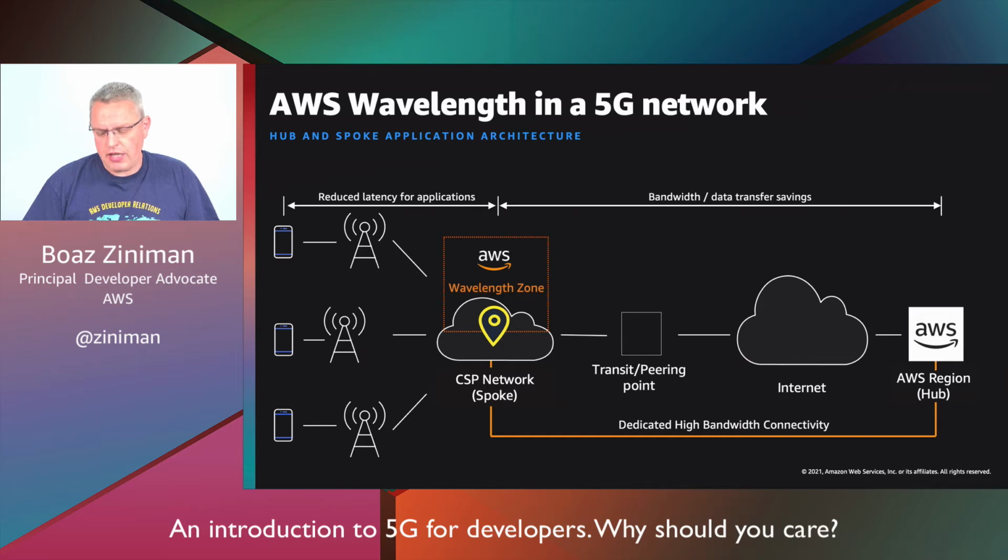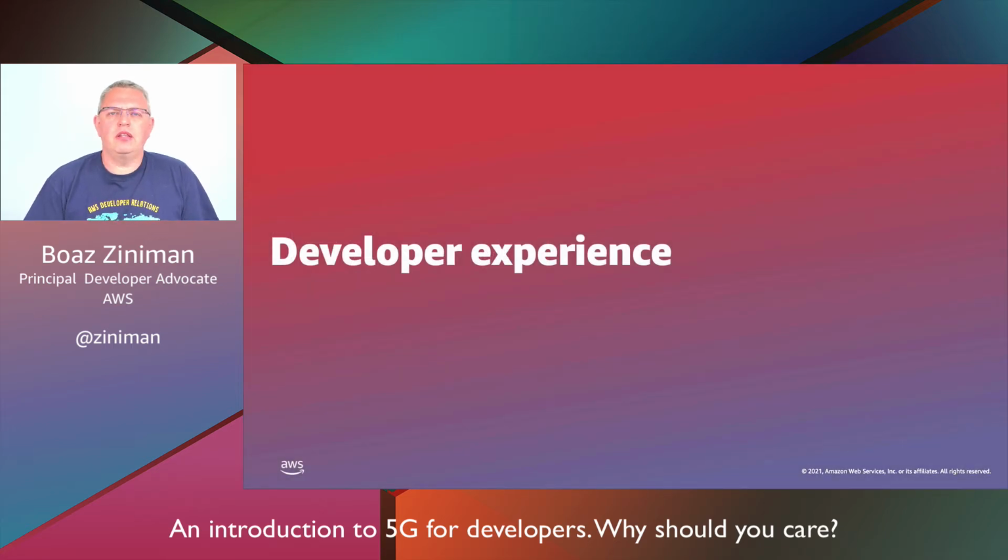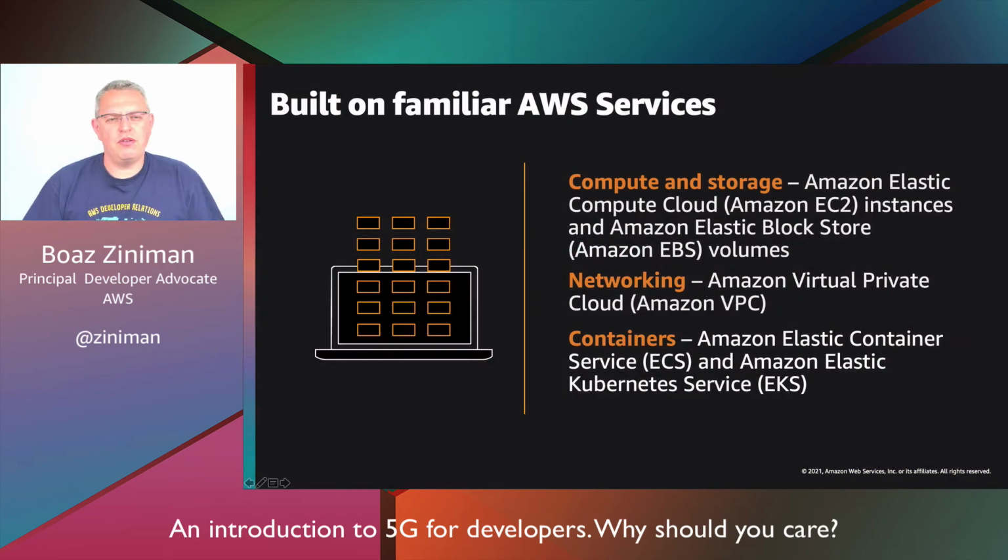Speaking about building your application, let's discuss a bit the developer experience. How can you as a developer take advantage of Wavelength Zones? Let's dive into your developer experience and how you can move your applications closer to your customers. With Wavelength, you can build applications with familiar AWS services. You can use EC2 instances and Amazon Elastic Block Store for your storage. You can use networking. It's the same Amazon Virtual Private Cloud, Amazon VPC, that you've been using for a very long time, and of course our container services, as I mentioned before.